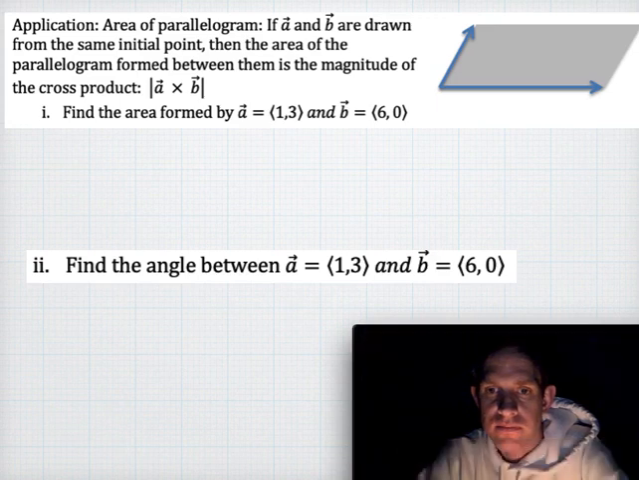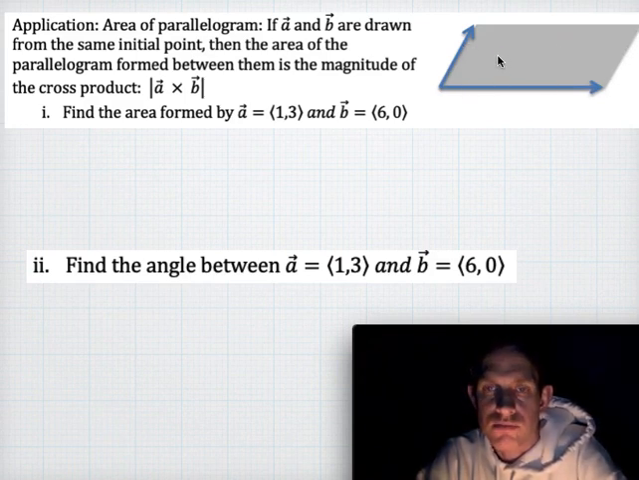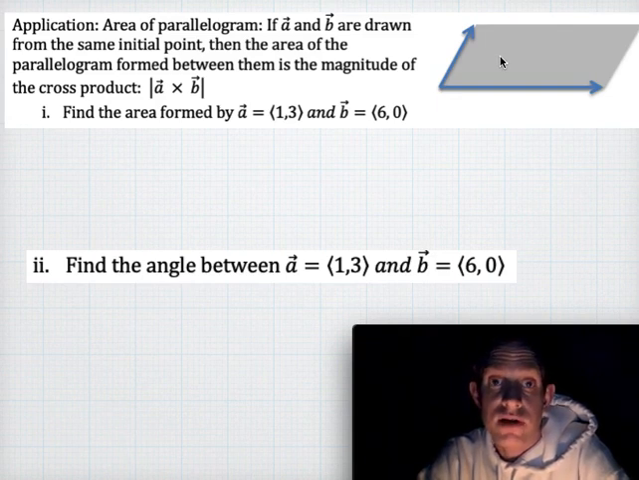All right. So here we have a parallelogram with two different vectors. This is the vector A, which is one step over and three steps up. This is the vector B, which is 6 steps over. And those two vectors form a parallelogram. And sometimes it might be worth knowing what the area of that parallelogram is.